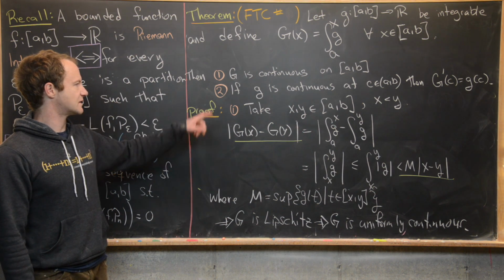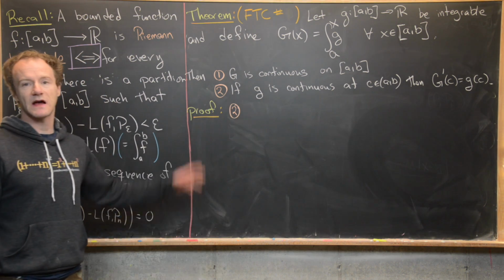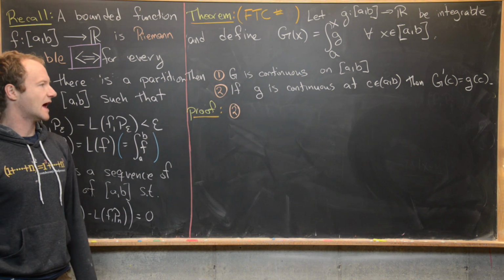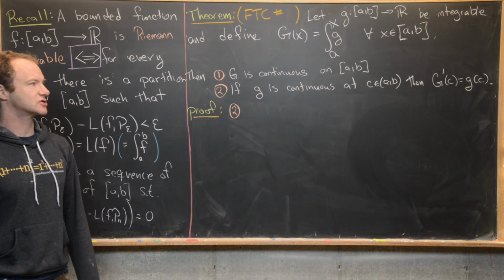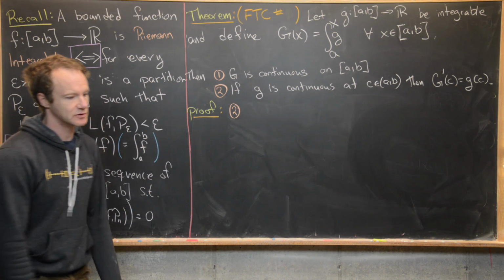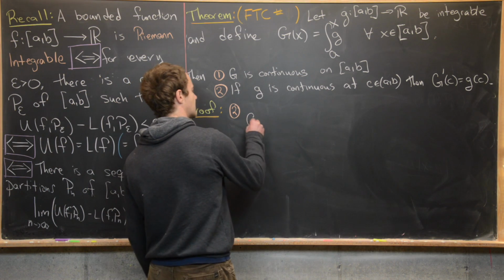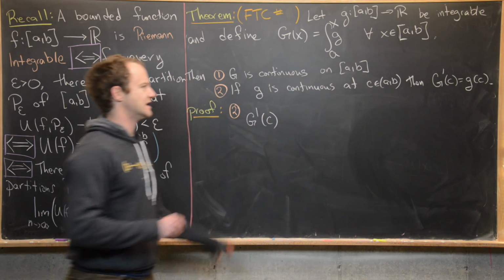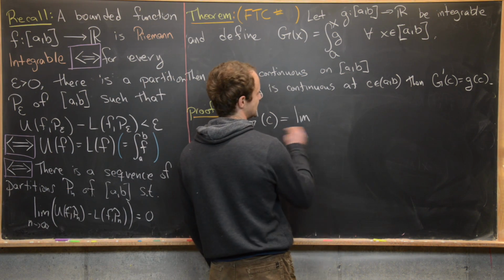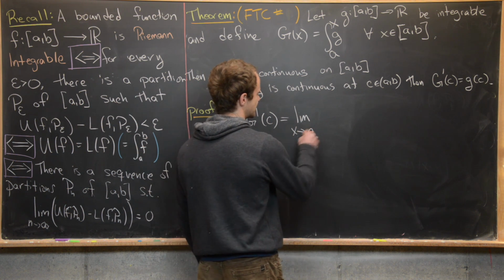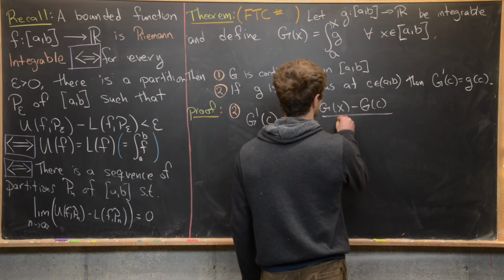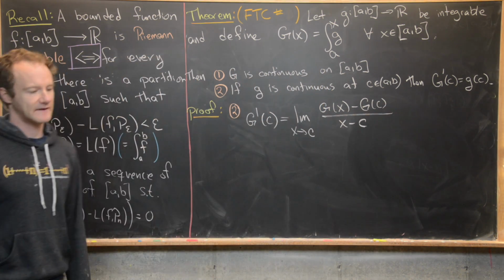Now let's get rid of this and move on to part two. Let's look at this second bullet point, which says that if little g is continuous at c between a and b, then capital G prime is equal to little g. Built into that means that capital G is differentiable. Remember that the differentiability condition is essentially saying that this G prime exists in terms of the limit. So this limit is equal to the limit as x goes to c of G of x minus G of c over x minus c.